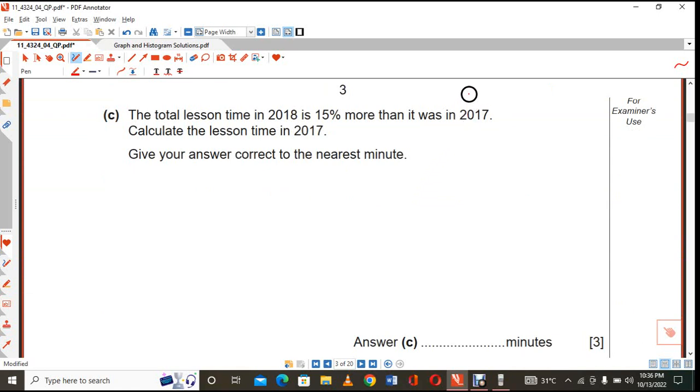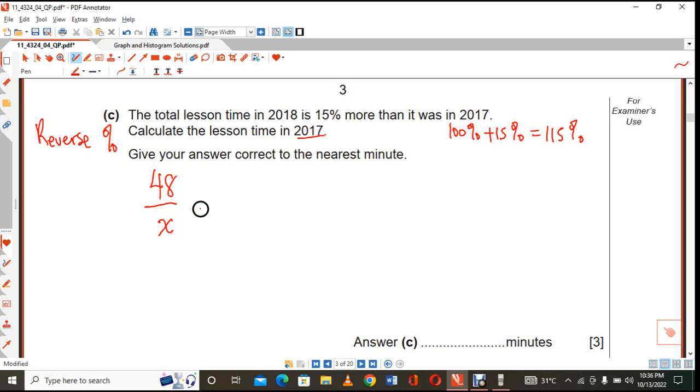Part C, the total lesson time in 2018 is 15% more than it is in 2017. So the moment I hear something more, I know that I'm now having to add 15%. So that gives me 115%. Okay, so now we need to find 2017. So that is in the past. You know that this question deals with reverse percentages. But let us just write down so we can see. So in 2018 the person spent 48 minutes. In 2017, we don't know.